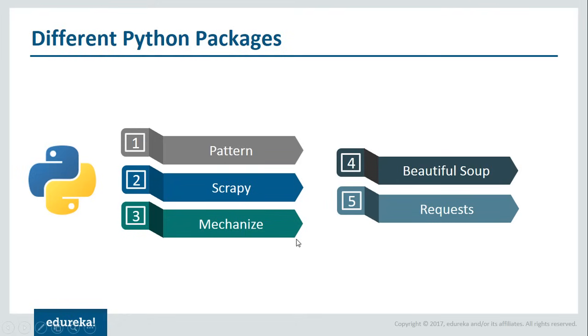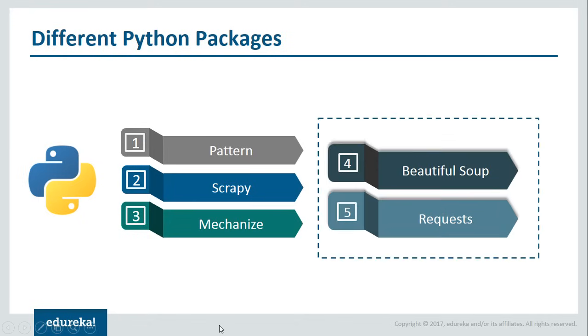Now as you can see, there are different Python packages, and these are not enough. We also have some other Python libraries such as XPath, PDFMiner and many more. But here, Beautifulsoup and Request are the most popular libraries in this lot, and later in the demo we'll be implementing them as well.